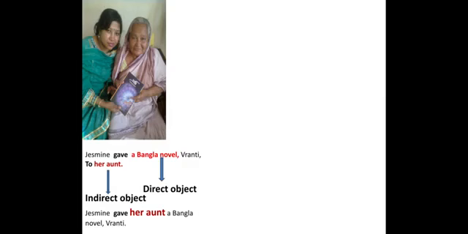Jasmine gave a Bangla novel, Vranti, to her aunt. Here, that means a Bangla novel is the direct object and her aunt is the indirect object. That means the verb has two objects. Jasmine gave her aunt a Bangla novel, Vranti.